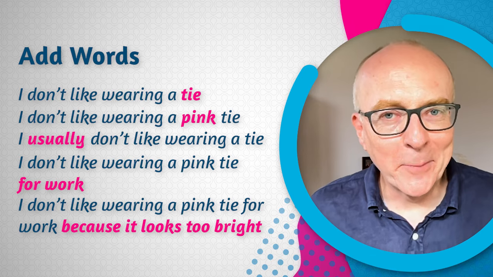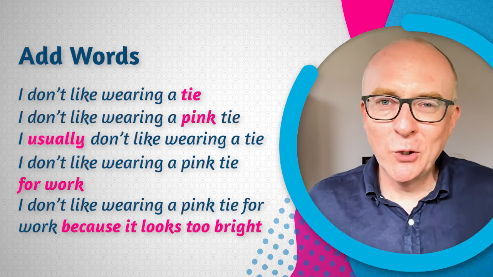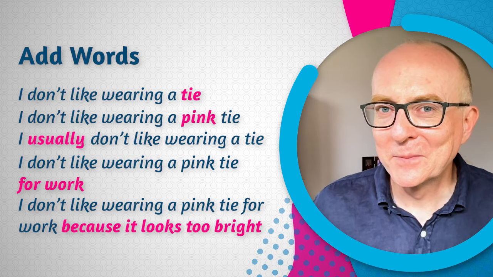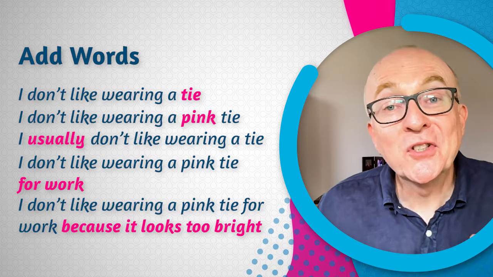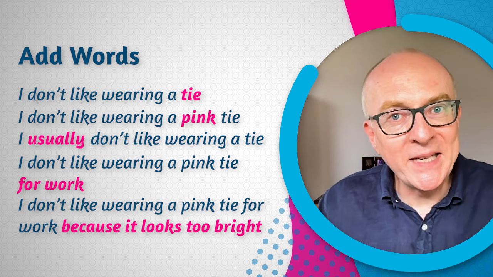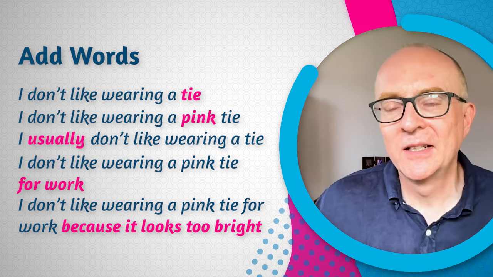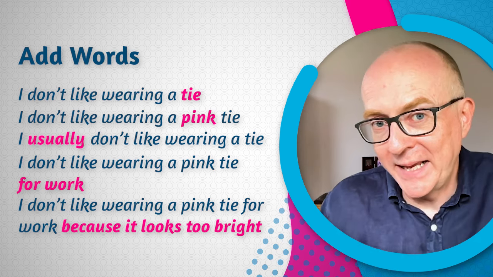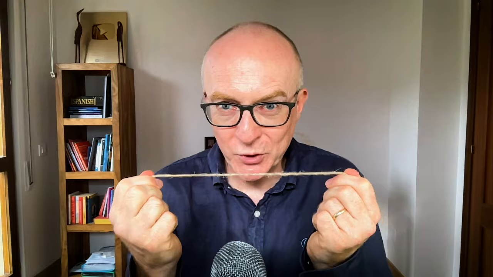I don't like wearing a pink tie for work because it looks too bright. Okay? Can you see what we're doing? We're repeating and repeating tie in context again and again, but we're making small changes. So we're in control, but with small changes. So that's the first technique. You can just add a word or two.